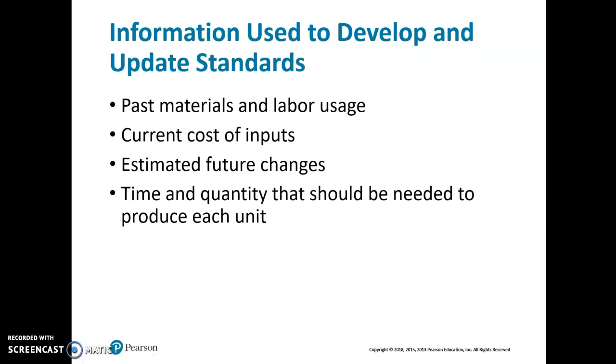And what do we use to do it? We use past material and labor usage. We look at history, the current cost of what the inputs to the system are, and estimated future changes. Right now, can you imagine the changes in costs that we've got going into the future? Especially with all the security and all the hand sanitizer that you have to buy, and also the time and quantity that should be needed to produce each unit. That's the information that we need.